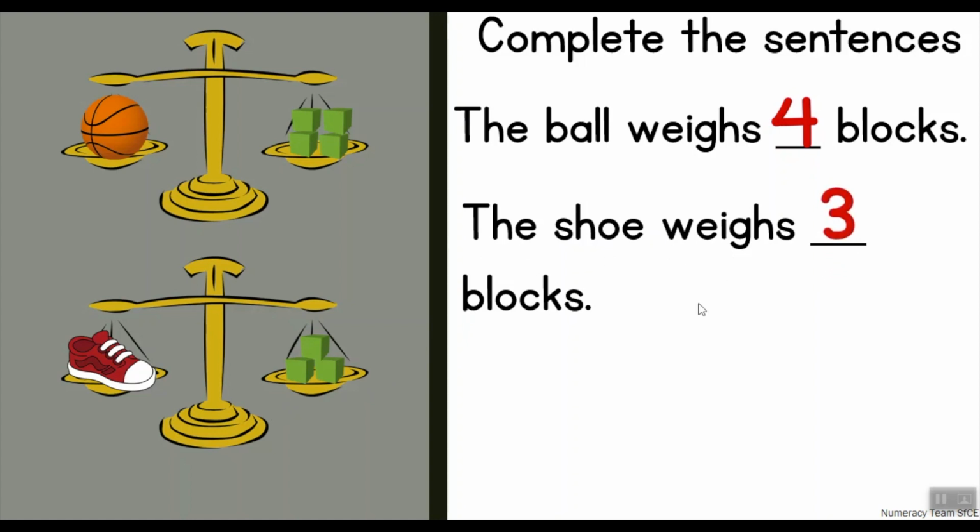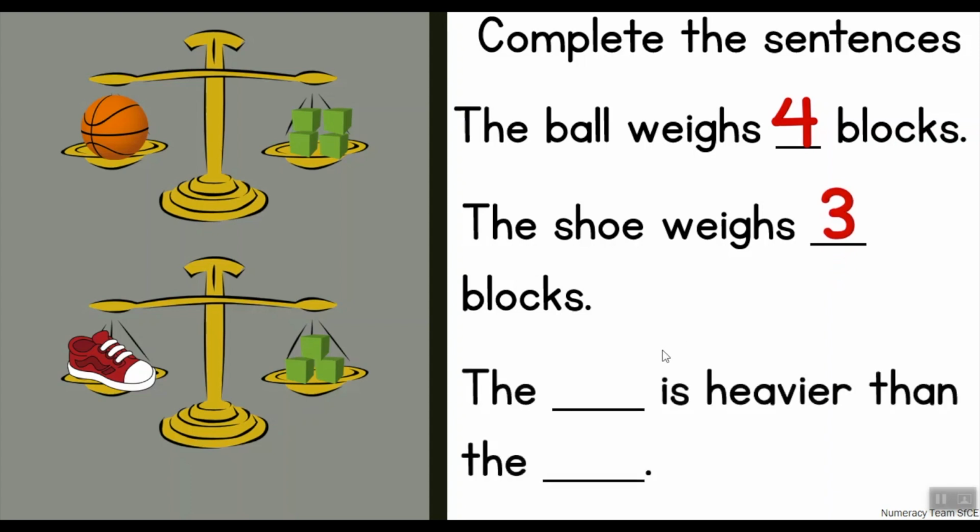Right. Moving on to the last sentence here, we read that the is heavier than the. So here we need to compare the weight of the shoe with that of the ball. Now children, since the two objects are on different pan balance scales, we need to use the common unit to compare them. In this case, the blocks. Keeping this in mind, pause the video. Look at the number of blocks that each item weighs and decide which one is heavier. We'll check out the answer as soon as you're done.